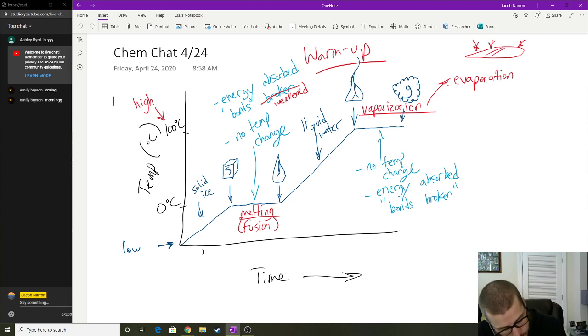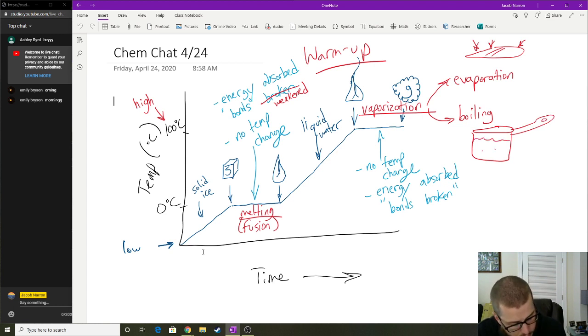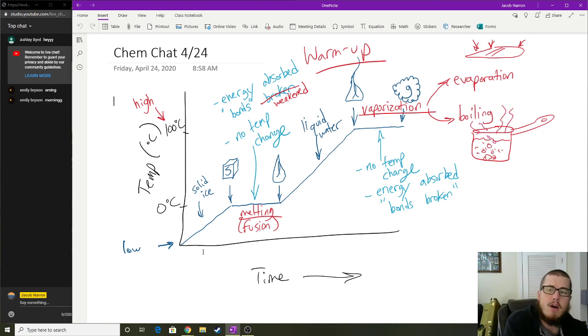But boiling is a forced phase change, and it occurs everywhere. When you're boiling something, like a little pot right here, it's boiling all the way through. In fact, you see those bubbles form at the bottom, and then you get the steam out of the top. So anyway, that's a warm-up curve.